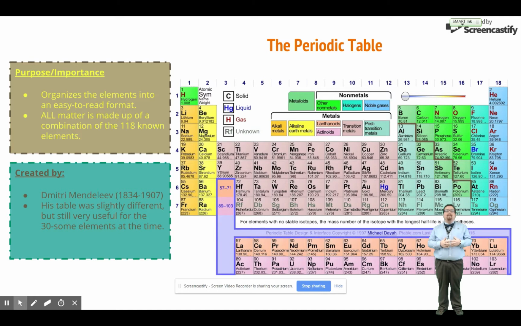Dmitri Mendeleev is credited as being the first to create a periodic table of elements. His looked a lot different than ours does today, since there were only about 30 elements that we knew about during his time. His system was so good, however, that he was able to accurately predict the properties of undiscovered elements. In fact, he predicted the density of the undiscovered element underneath aluminum, and then a Frenchman came along, discovered the element, and named it gallium.